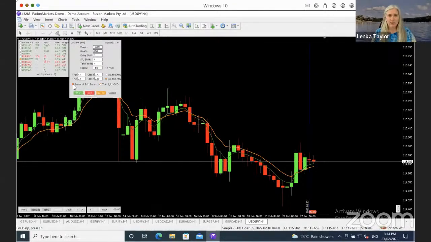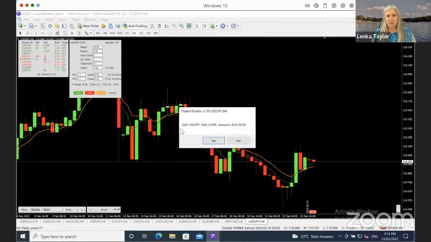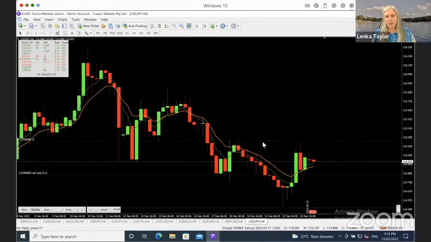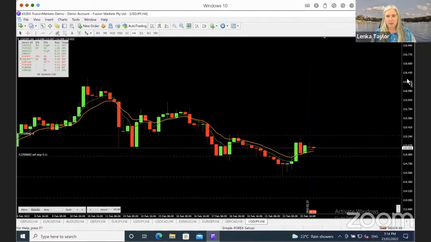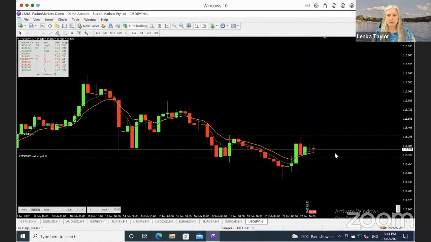And then I would enter at break of bar. I never enter a live trade, always break of bar. So this is how I would set it up. And then because it's a short, I'm looking at a sell. So I would click sell. And then that's what it would look like when it actually gets executed.